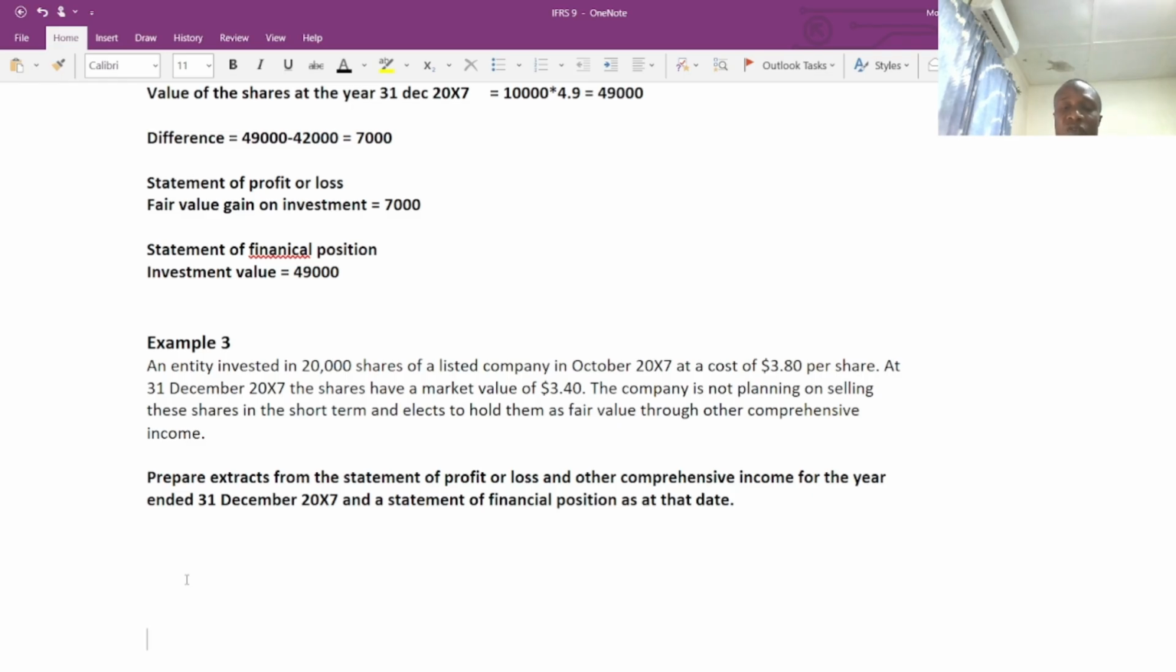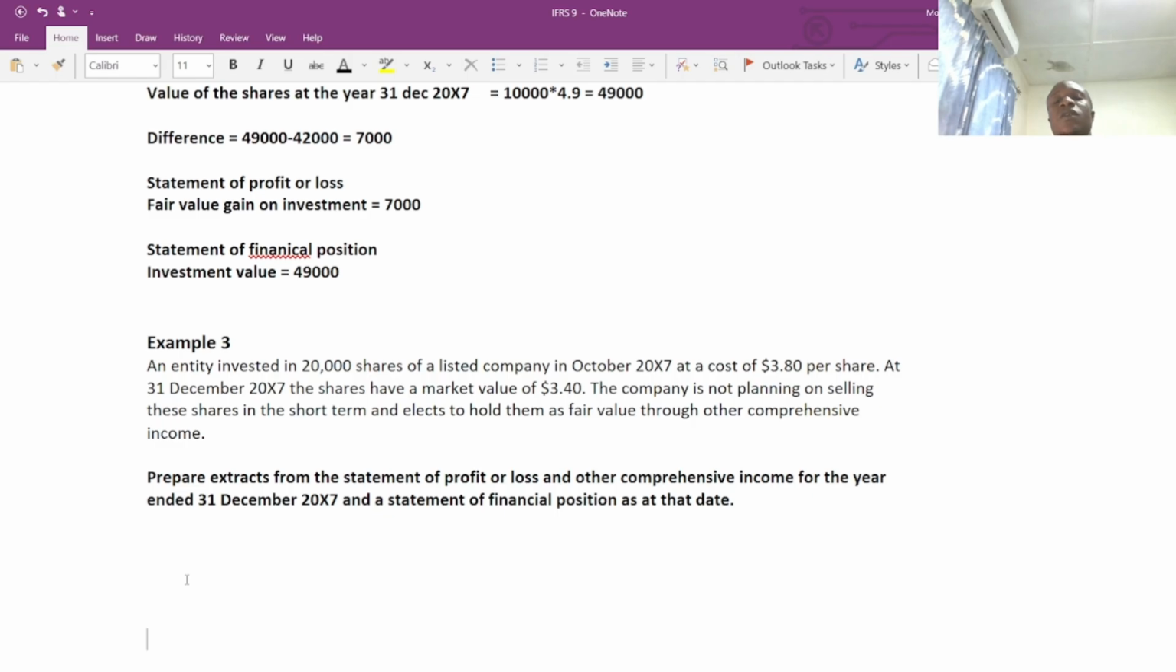So automatically, if they are not planning to sell the shares in the short term, they elect to hold them as fair value through other comprehensive income. So we are going to use this approach to solve this. You are going to solve this on your own, nothing to worry about. The loss will be 0.4 multiplied by 20,000, which we are going to show under other comprehensive income, as well as in the investment reserve, because we are measuring it using other comprehensive income.